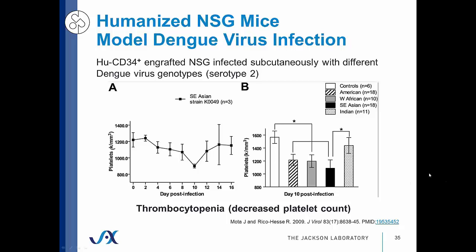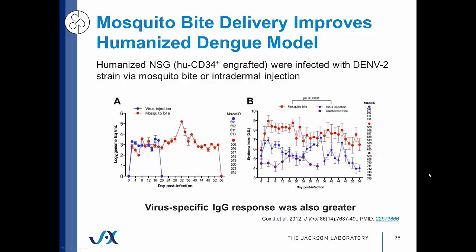So not only do NSG mice recapitulate similar clinical symptoms, but they also can be bitten by mosquito and infected that way. So in these studies, the authors compared viral titers and erythema from human CD34 engrafted NSG mice that were infected either subcutaneously with dengue virus or by mosquito bite. And so we can see here that mice that were infected with mosquito bite have a much more prolonged course of infection as compared to the subcutaneously injected. And then when they measured erythema, the mosquito-bitten mice had much higher levels of redness. So together, this data just demonstrates the utility of using these models in studying this disease with a more natural route of infection, and you can study how these factors play a role in disease progression.